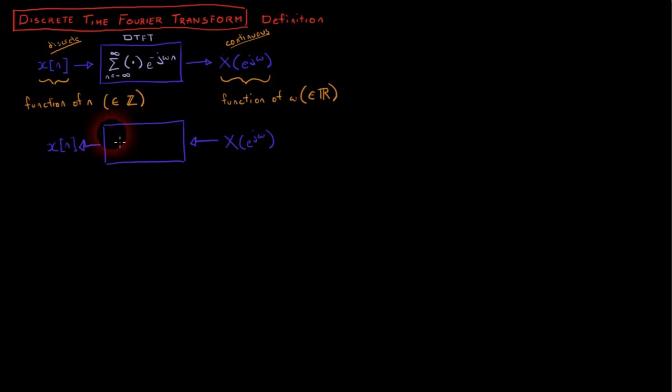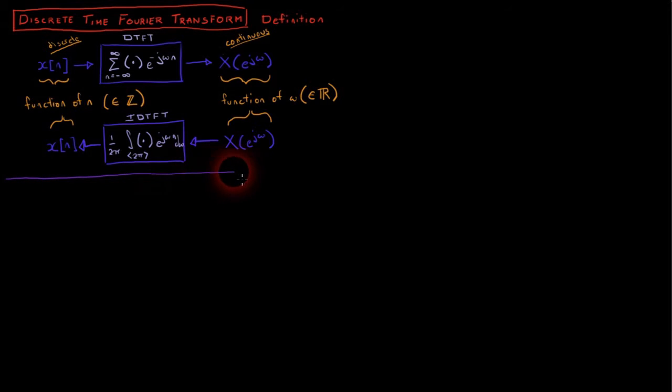The inverse DTFT has the following form: 1 over 2 pi times the integral over a 2 pi interval of the input times e to the j omega n. The integral is with respect to omega. The 1 over 2 pi can be thought of as a normalizing factor required when moving between continuous and discrete domains. To convince ourselves, let's derive the IDTFT from the DTFT.